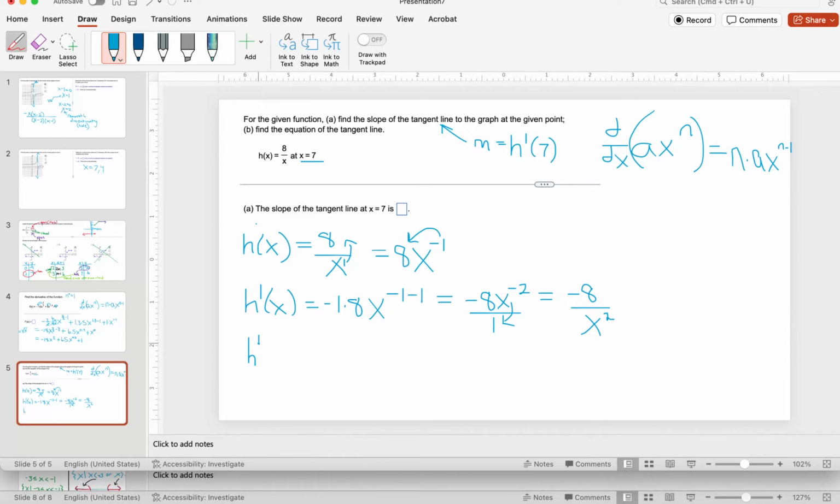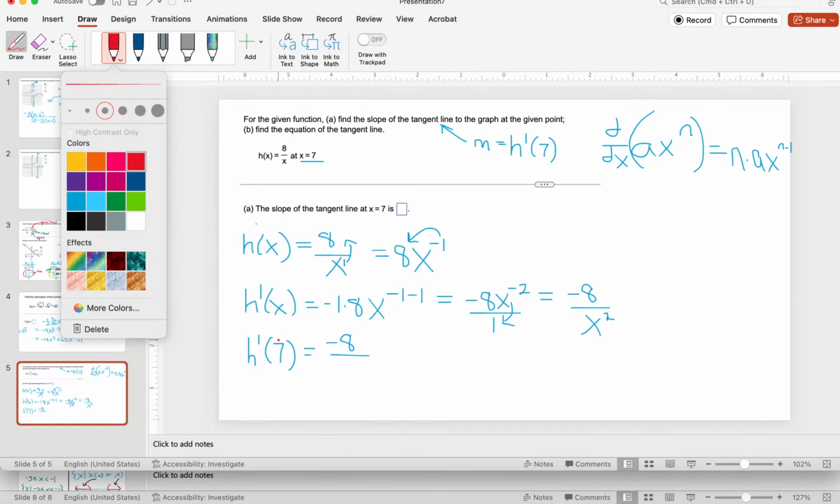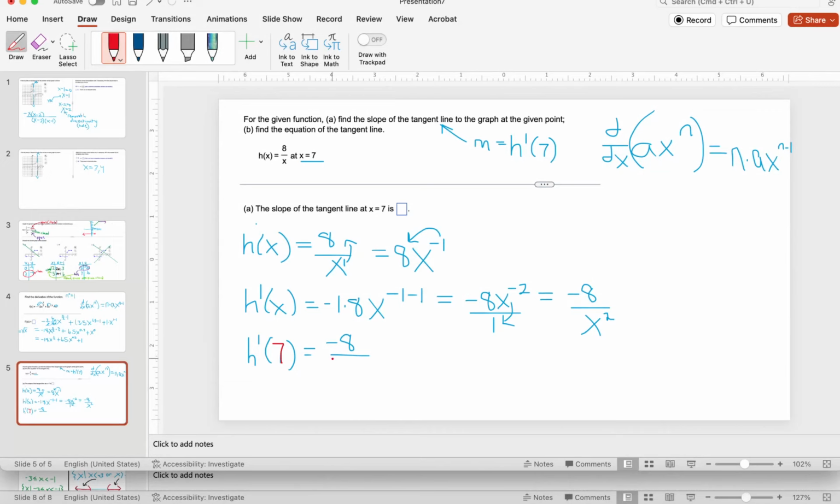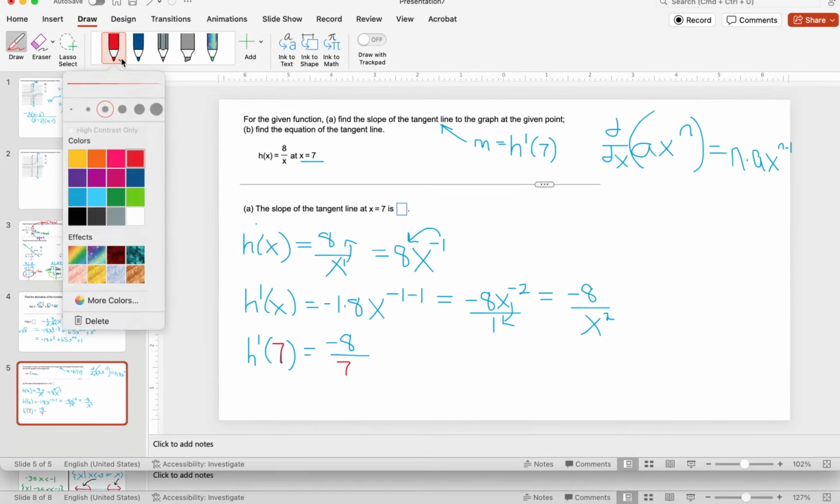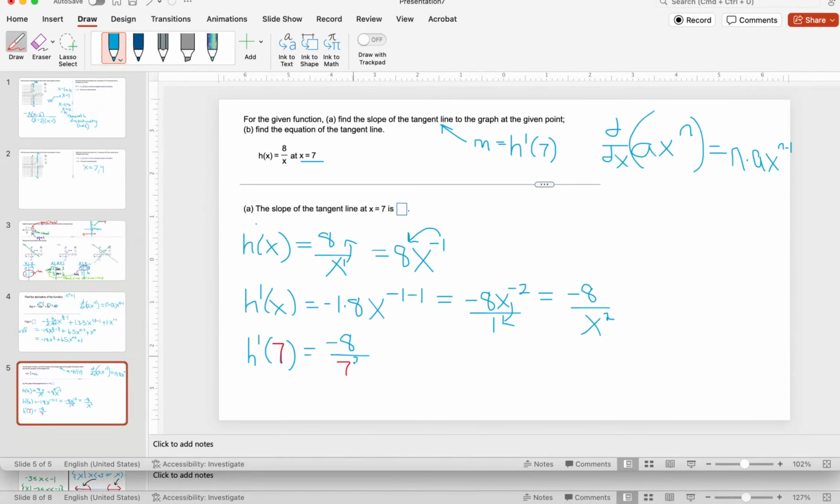And so now that we have the derivative equation, that'll give us the slope at any point on the line, but we want the specific point, that tangent point at 7. So let me actually do it in a different color. We're looking specifically at 7. So it's going to be 7 squared. Okay, so that's going to be negative 8 over 49. So that's part A. That's the slope of the tangent line.